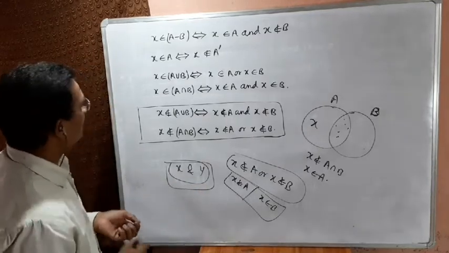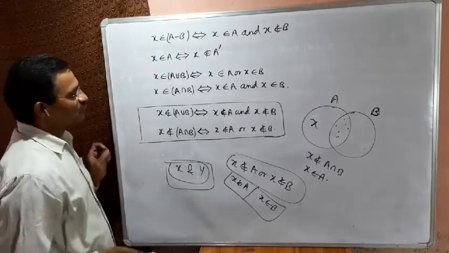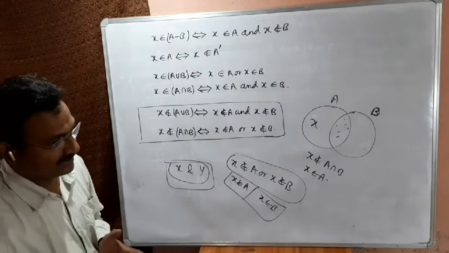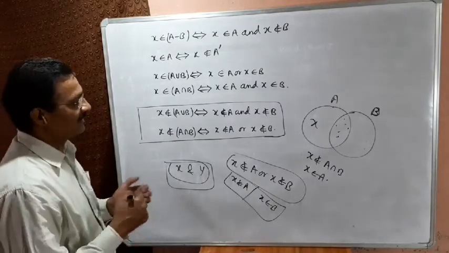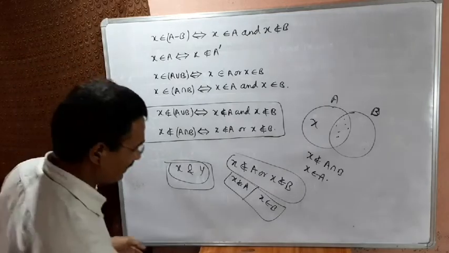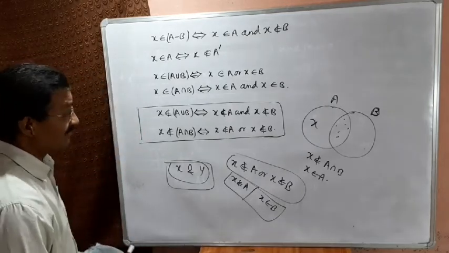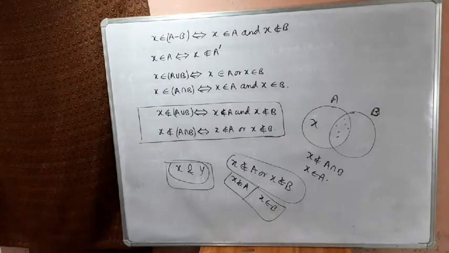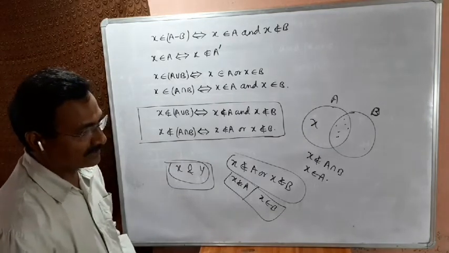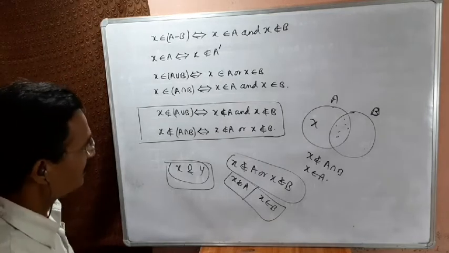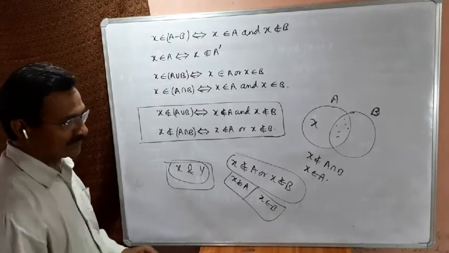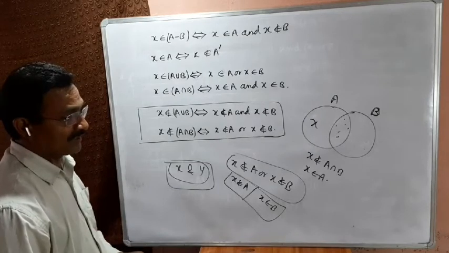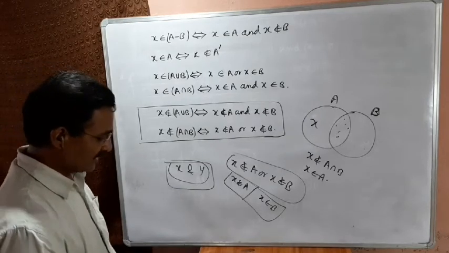Okay, so these results you should understand very cleverly, and in writing language this should not commit any mistake regarding this result. Okay, I will see a problem on this, and you will also solve some problems of your book like this without using Venn diagram. So next I am taking a problem.